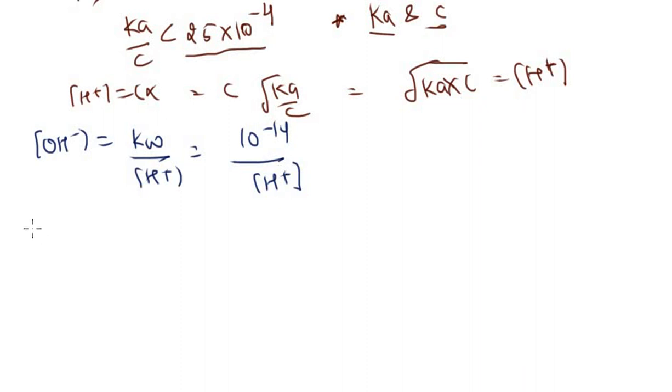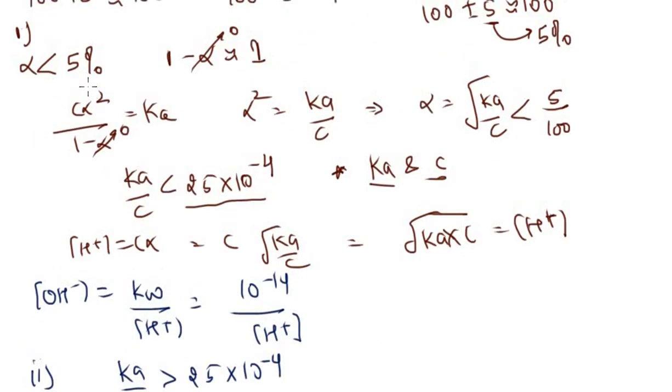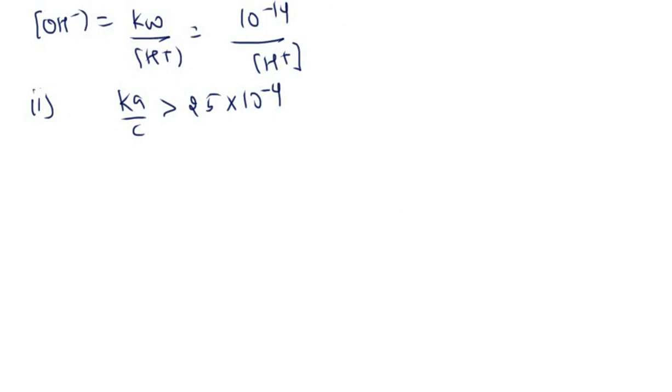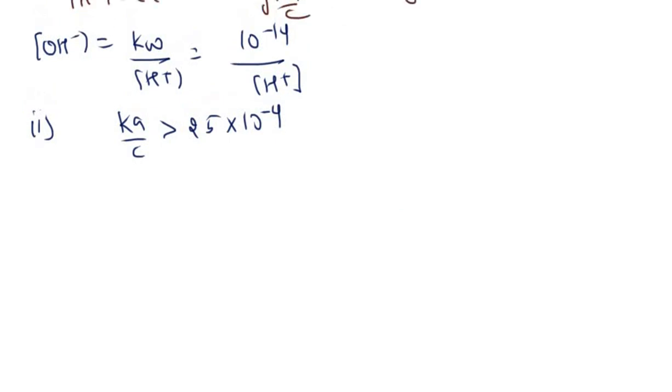Now let's say Ka by C is greater than 25 into 10 to the power minus 4. You may be asking what happens when it equals. Whenever it equals, you can choose the method of approximation, because I have taken 5. You can neglect alpha with respect to 1.